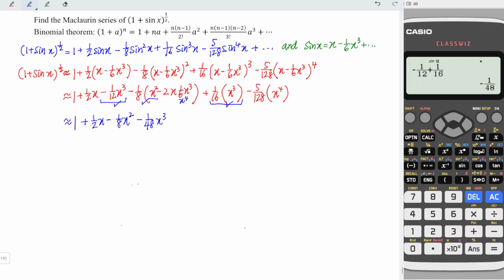And we should now move to the term x to the power 4. From here, we have negative, negative, positive. So which means that we should take 1 over 8 and we times 2 and times 1 over 6. And the result is equal to 1 over 24. Don't forget we have another term here, which is negative 5 over 128. Which means that we should take minus 5 over 128, and the result is equal to positive 1 over 384, x to the power 4, and so on.